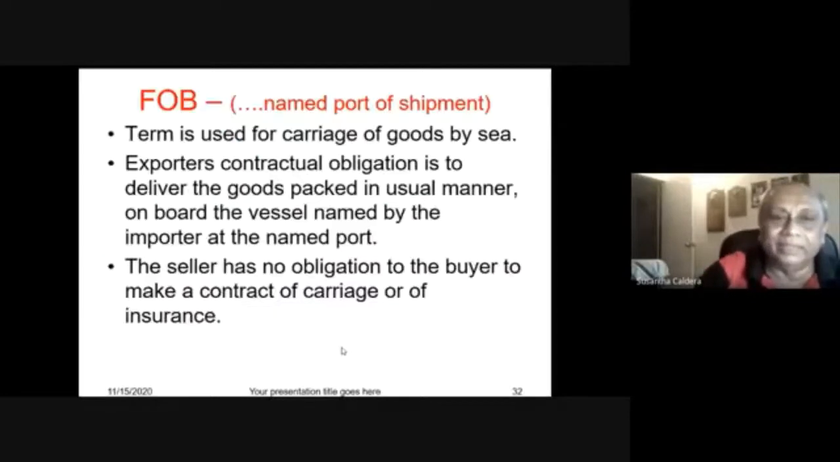The seller's cost and the blue color is the buyer's cost, right? Okay. FOB term is used for carriage of goods by sea.